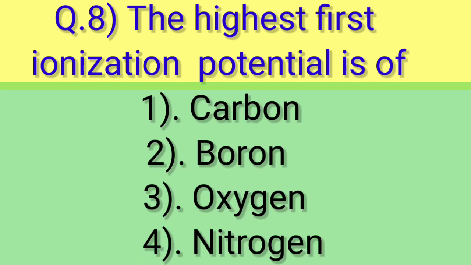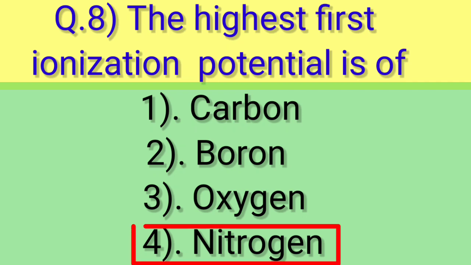Now let's move on to our 8th question. The highest first ionization potential is of: carbon, boron, oxygen, or nitrogen. Nitrogen is the correct option of the 8th question. The 4th option is the correct option.